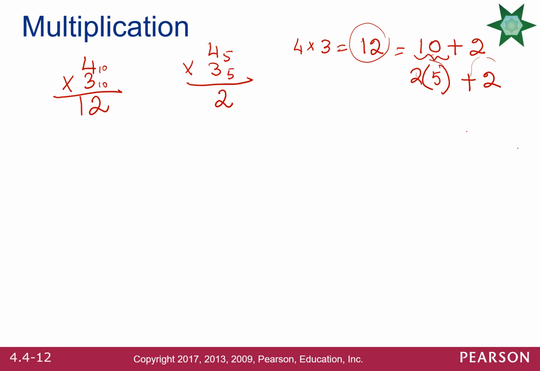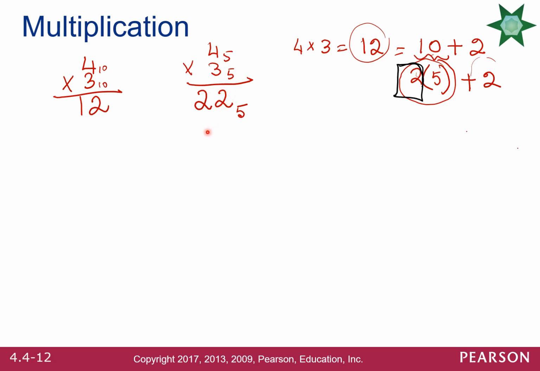And how many bundles of 5 did we extract? 2 bundles, right? So this 2 is going to be put to the left of the other 2, for a value of 22. Put the subscript of 5 on the right side. So 22 base 5 is the result of multiplying 4 base 5 times 3 base 5.